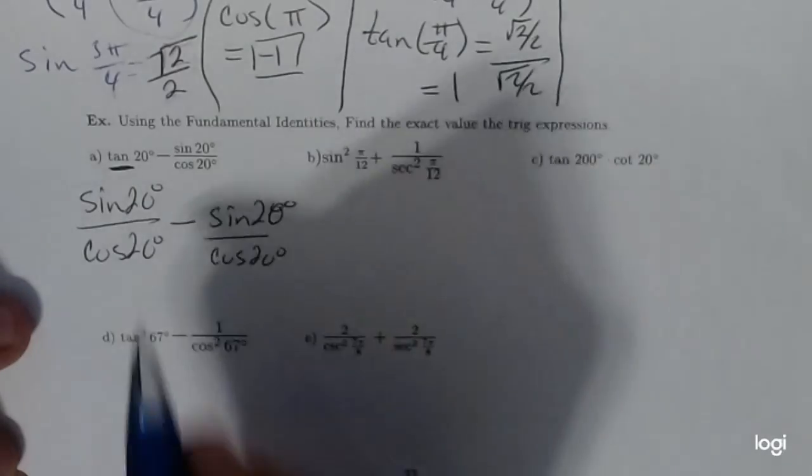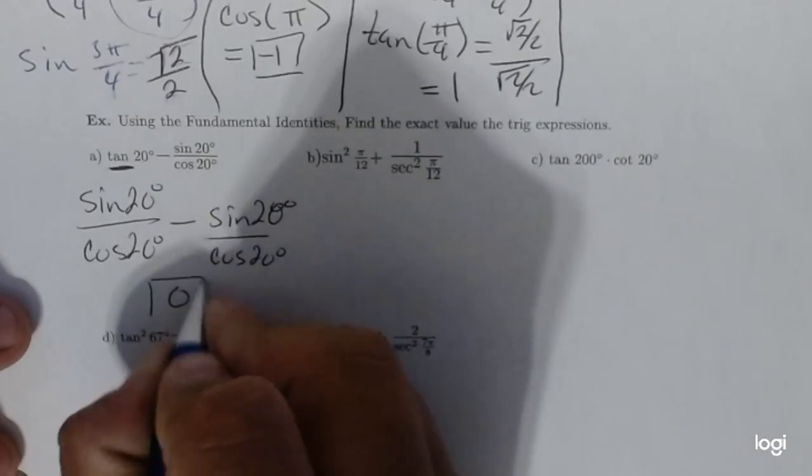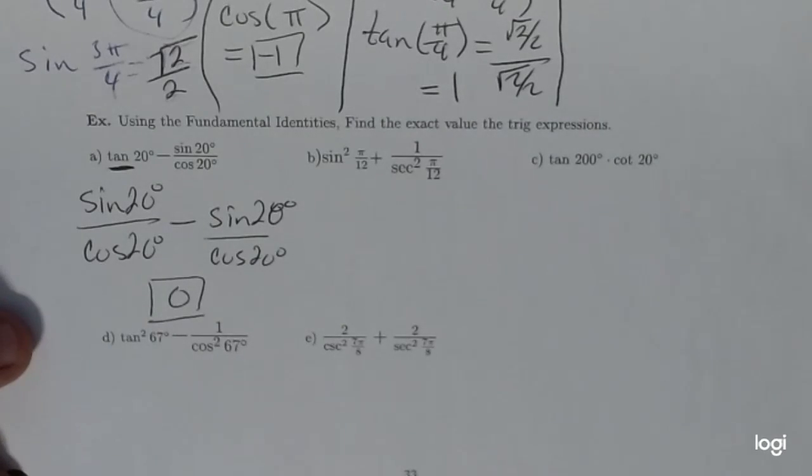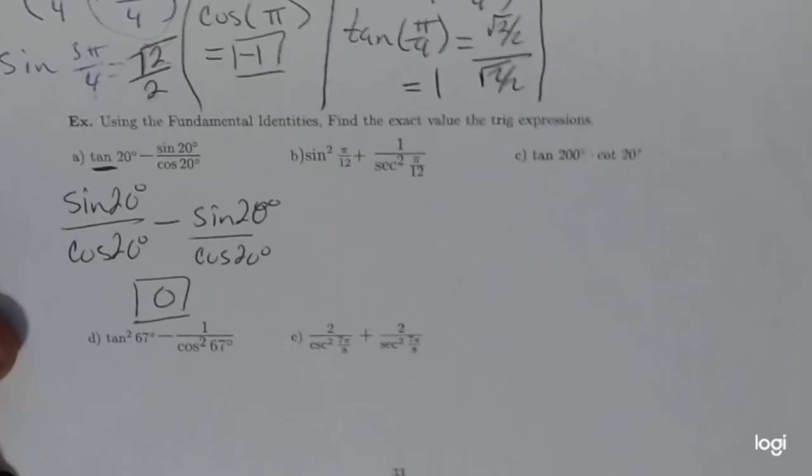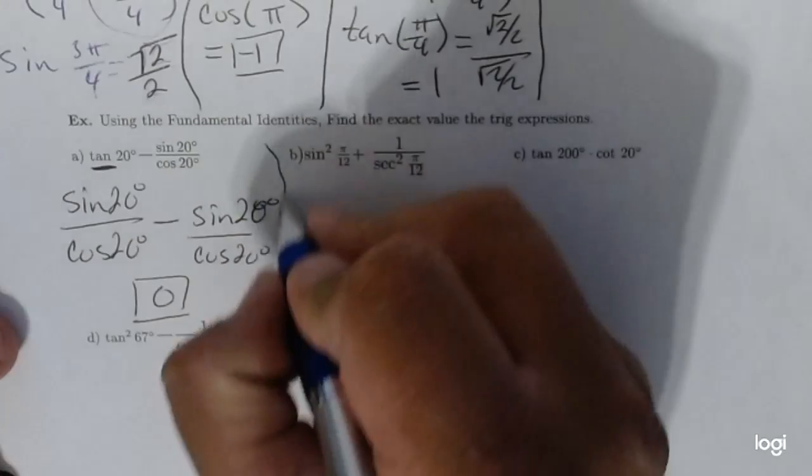Now notice that gives you exactly 0, right? Because we cancel each other out. And that's how we're going to do these sections. It's a straight out simplification based on what we have. Okay. So let's try B.